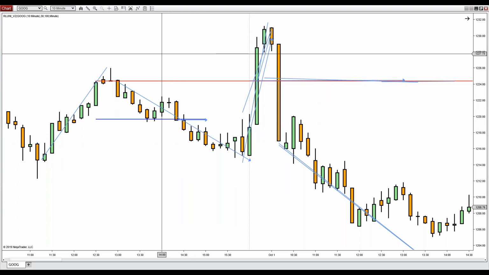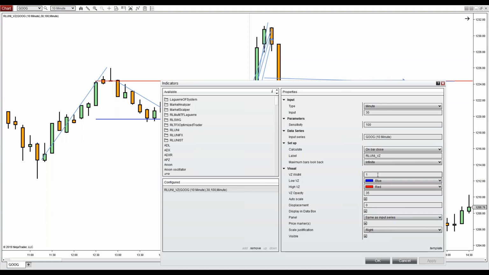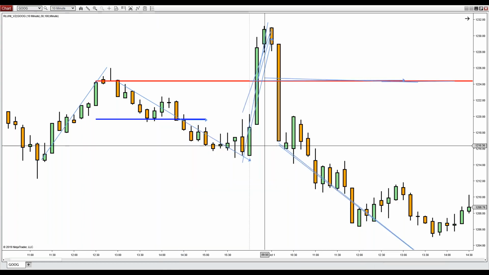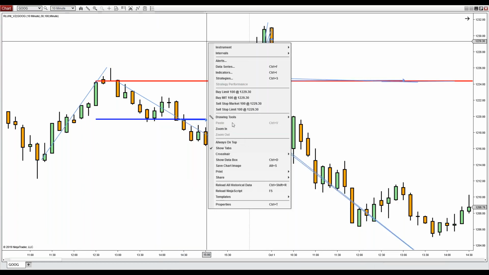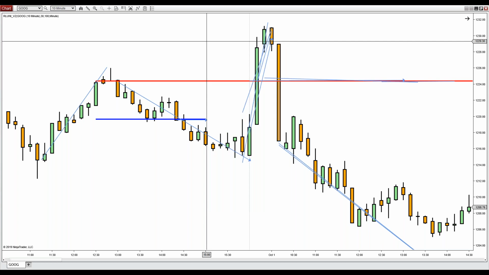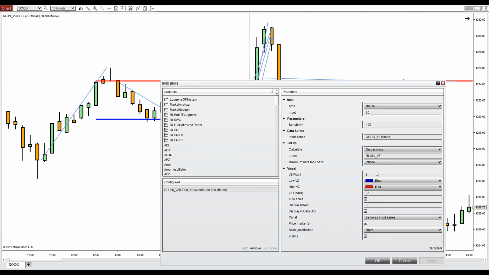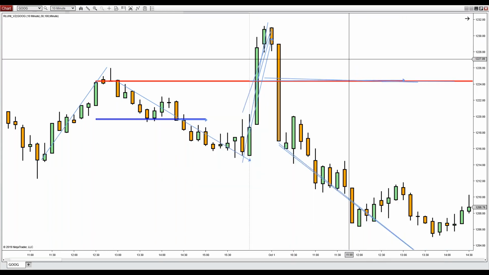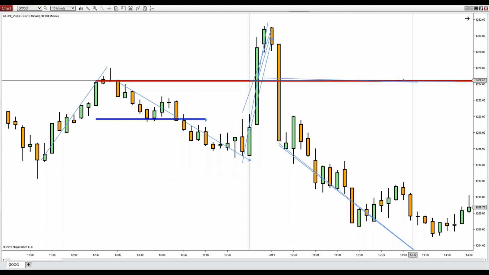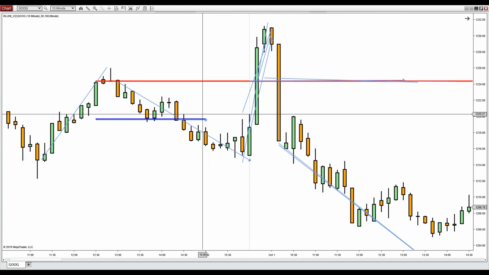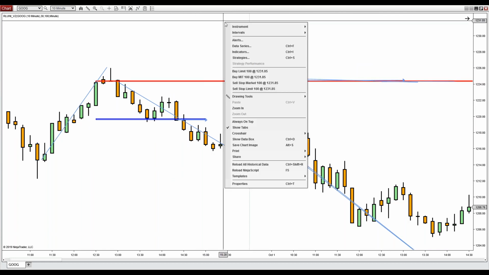Now, I want to just show you one other thing. You can also control the thickness. Like on Google, you can make it thicker. And if you want, you can make it even thicker. Now, because the width is measured in ticks or cents, obviously if you're trading, I'll show you what happens when you make it really thick.